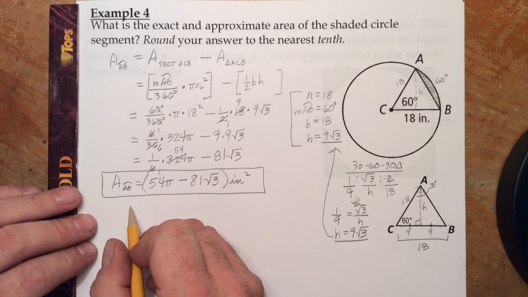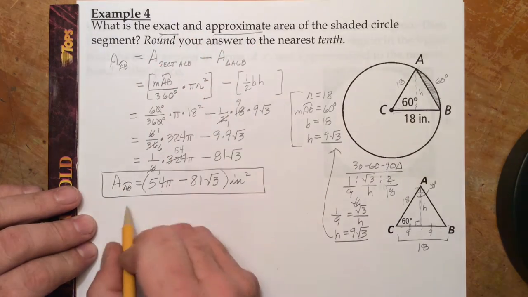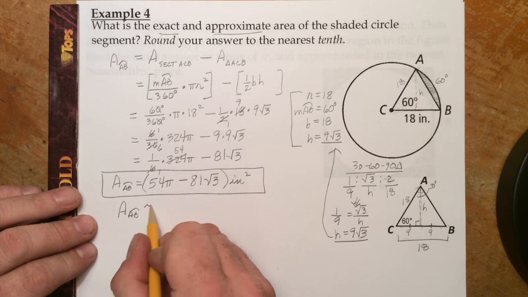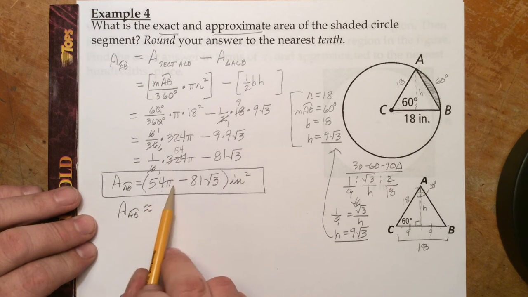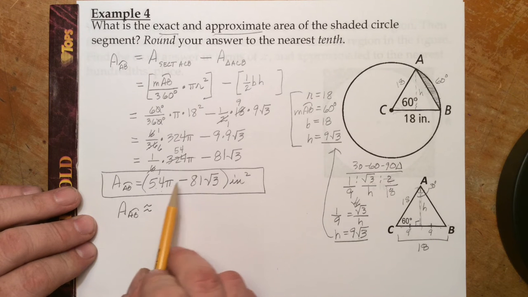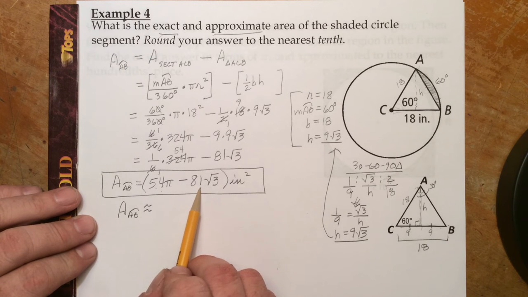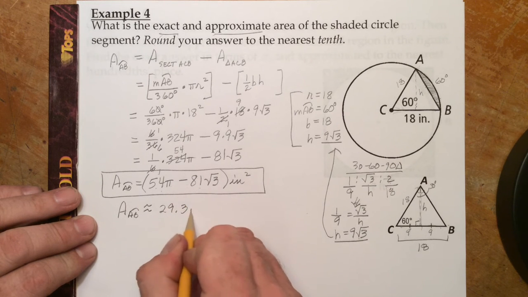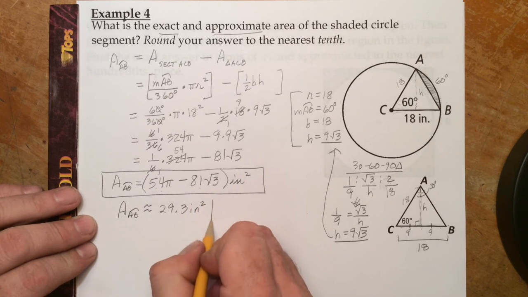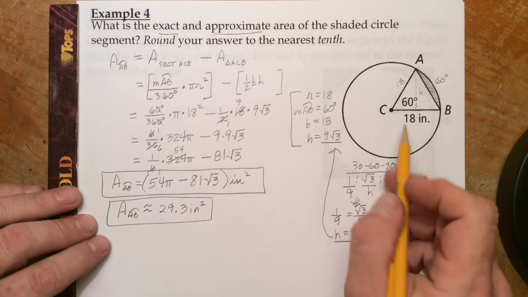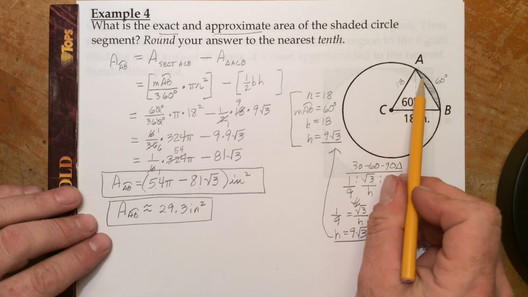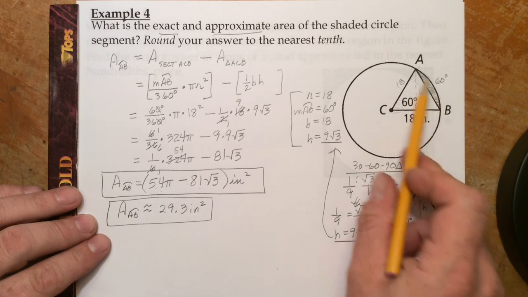They did ask us to approximate also. So the area of circle segment AB, be careful: 54 times second pi, enter, minus 81 times the square root of 3, enter, and you should get approximately 29.3 inches squared. So there are almost 30 square inches in this little circle segment here. It's a pretty large circle.